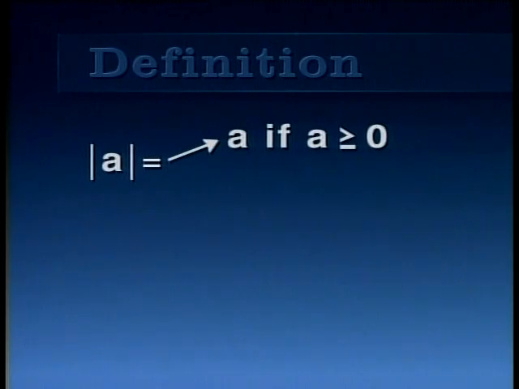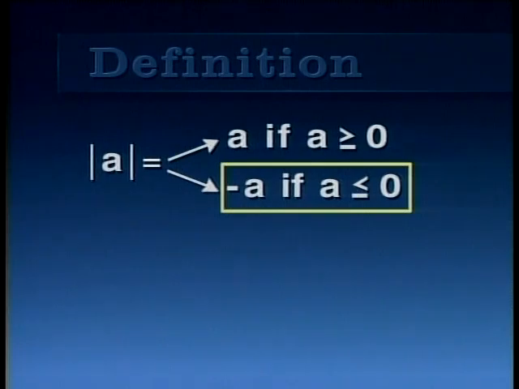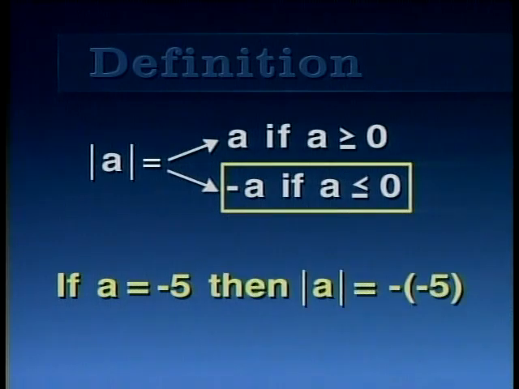Now, before we go farther with absolute value, let's define it a bit more precisely than we have up till now. The absolute value of any number A is A if A is greater than or equal to 0, and negative A if A is less than 0. The second part of the definition requires a bit of thought. It may look surprising because, as we've seen, the absolute value of a number is always positive. Well, that's in fact what the second part of the definition says. It just says it in mathematical terms. If A is negative 5, for instance, then the definition says that the absolute value of negative 5 equals negative negative 5, which is 5.